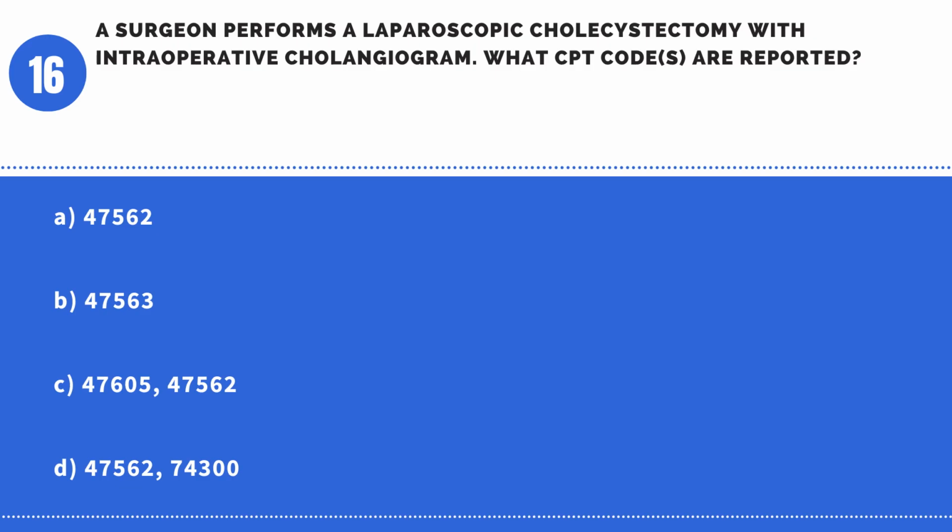Question 16. A surgeon performs a laparoscopic cholecystectomy with intraoperative cholangiogram. What CPT codes are reported? A. 47562. B. 47563. C. 47605, 47562. D. 47562, 74300.